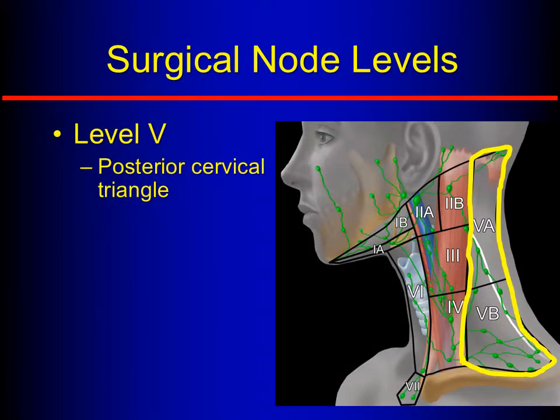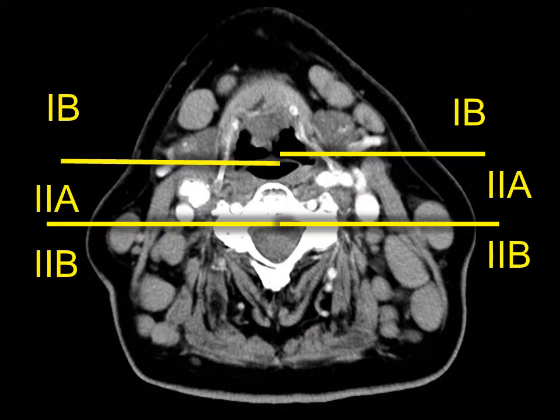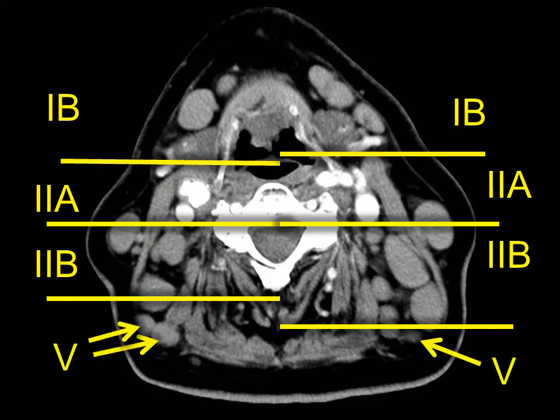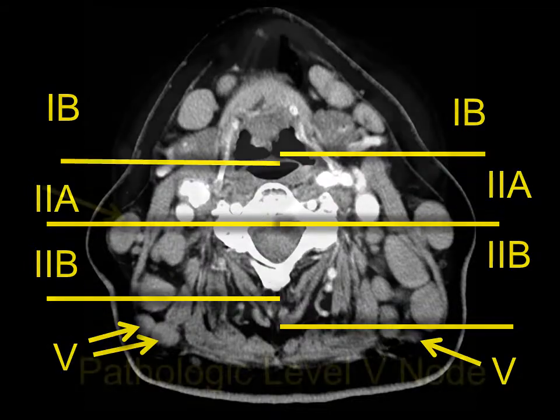Next we have level 5. This is the posterior cervical triangle node, posterior to the sternocleidomastoid muscle. And sometimes they're separated into a 5A and a 5B by the bottom of the cricoid. That also separates level 3 and 4. So here's that same axial post-contrasted CT with solid nodes throughout the cervical soft tissues. Now if I find the sternocleidomastoid muscle and I draw a line through its posterior edge, that's going to separate for me the level 5 nodes, which are centered posterior to that line, posterior to the sternocleidomastoid muscle.